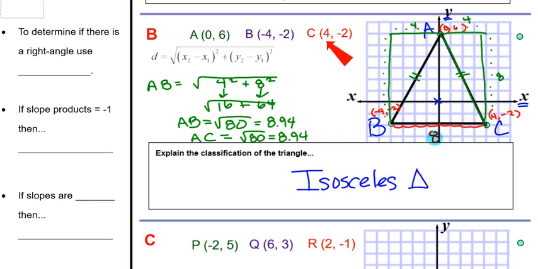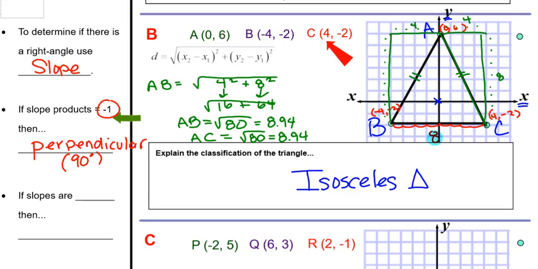Now, if we want to decide if this is acute or obtuse, the thing that we want to think about if we wanted to do it mathematically would be to determine if there's a right-hand angle, we need to actually use our slope values. So that's a review of last year. And then hopefully you learned that if the slope products equal -1, then your lines are perpendicular. And that means 90 degrees.